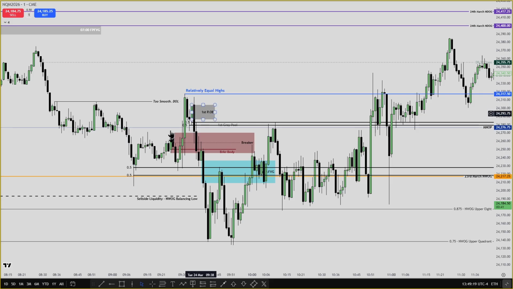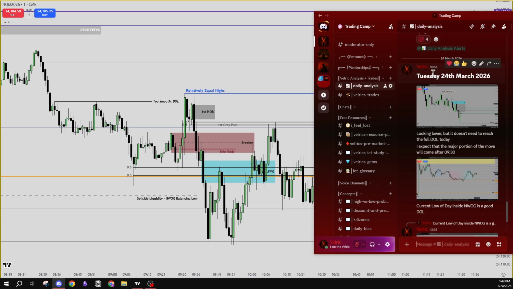If you're part of this, this is easy. If you're part of this, though, you're fucked. Also, in the daily analysis, this is Tuesday, 24th of March, 10:56. That's UK time. Everyone that's in the Discord, they know I post this early morning before the pre-market session begins.